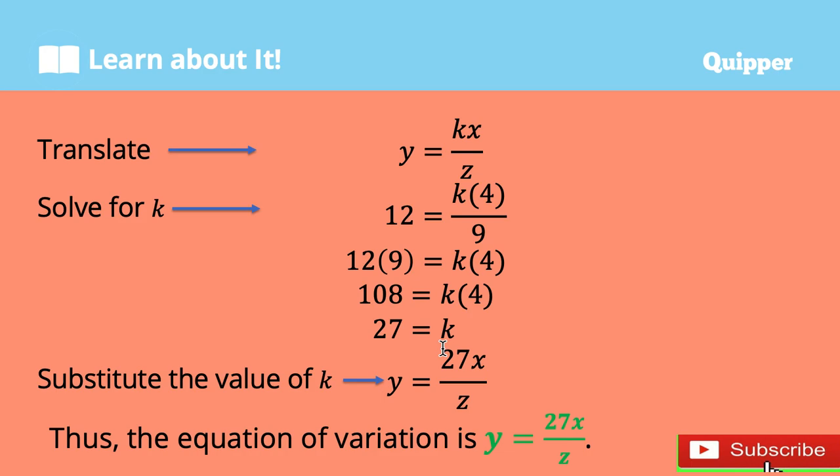Now, substitute the value of k into the original equation, which is this. Then just substitute the value of k, which is 27. Therefore, the equation of the variation is y is equal to 27x over z. And this is now your working equation.